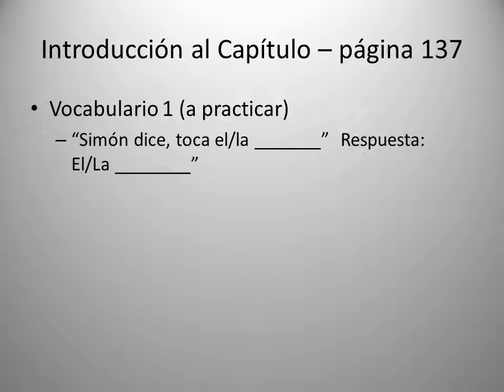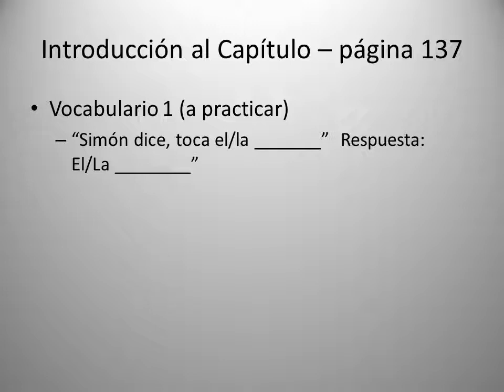Van a expresar lo que tú y otros acaban de hacer. 4, van a describir características y condiciones de personas y cosas. Estructuras: pronombres reflexivos y el tiempo presente de los verbos reflexivos. El verbo ser versus estar, and demonstrative adjectives and pronouns. So I'm going to ask you, and I'm sorry, I know the phone is ringing, but I'm trying to ignore it. So let's go ahead to vocabulario 1.